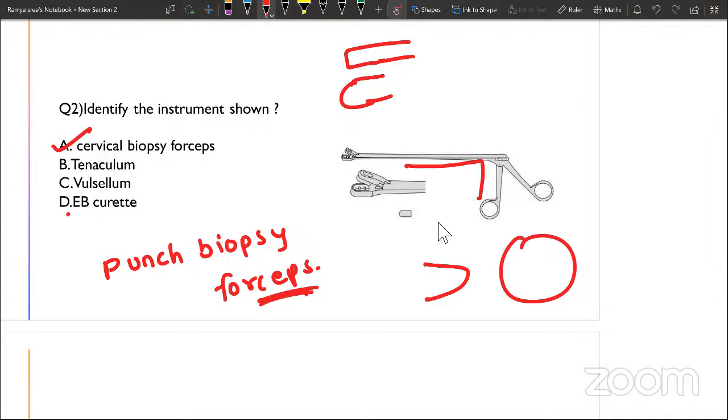Okay, I'll send the PDF to your coordinator so that he can share it with you all. Okay, don't worry.